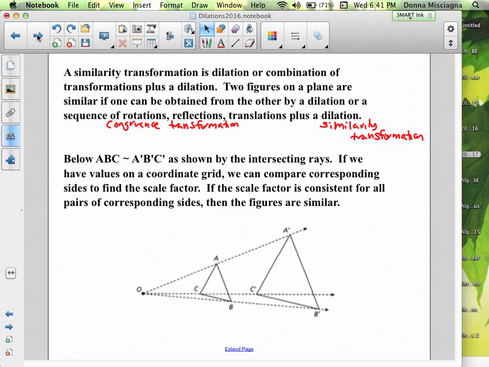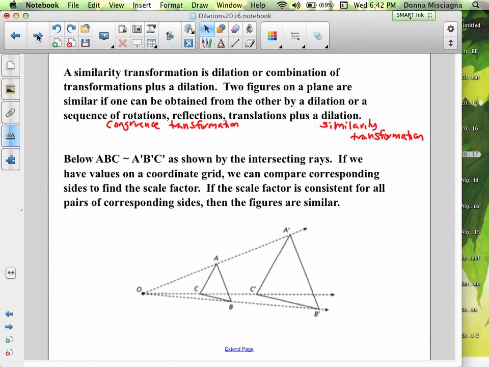Below, triangle ABC is similar to triangle A prime, B prime, C prime, as shown by the intersecting rays. If we have values on a coordinate grid, we can compare corresponding sides to find the scale factor. If the scale factor is consistent for all pairs of corresponding sides, then the figures are similar. So here we can see that if we draw a ray from our point of dilation through the original, it will land on the corresponding point on the image. Okay, so this is a similarity transformation. This would be a dilation.